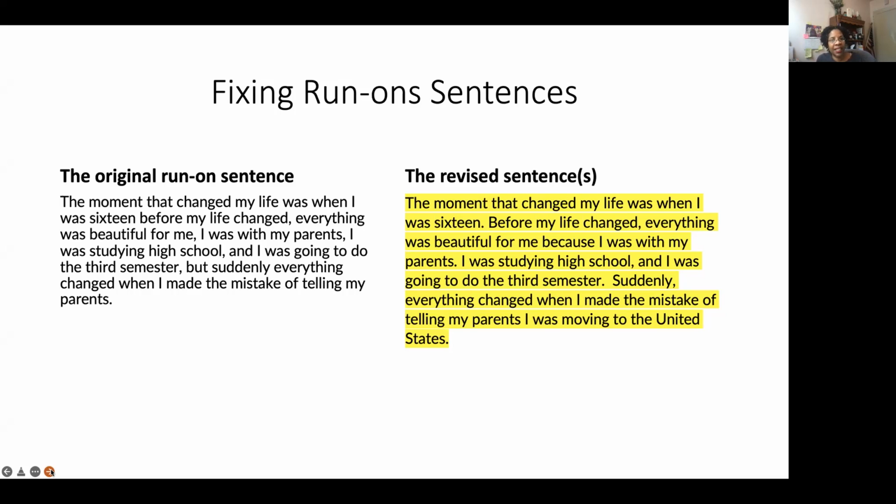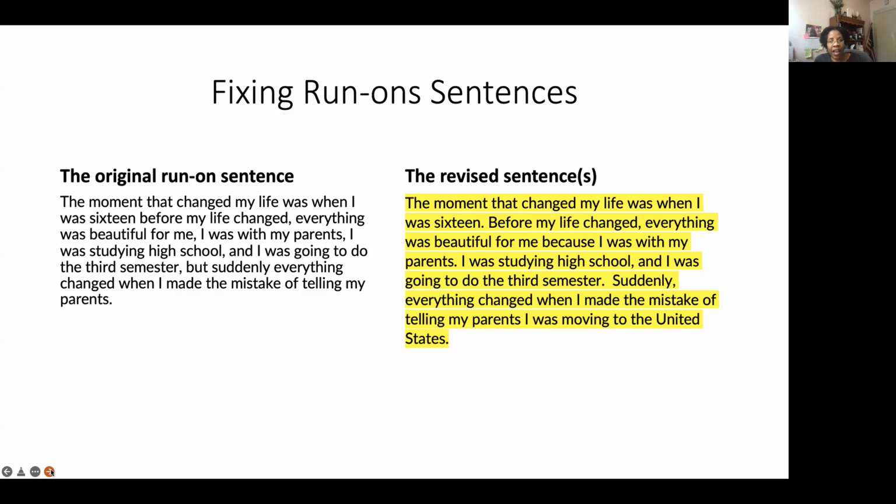Here is the revised sentence. The moment that changed my life was when I was 16. Period. Before my life changed, comma, everything was beautiful for me because I was with my parents, period. I was studying high school and I was going to do a third semester, period. Suddenly, comma, everything changed when I made the mistake of telling my parents I was moving to the United States.